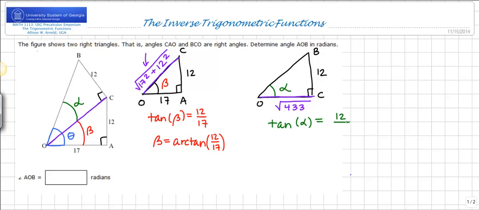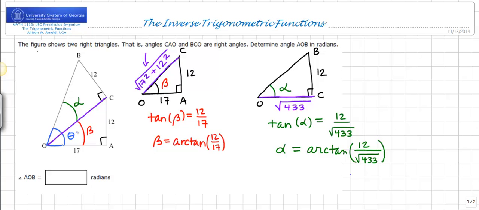is 12 divided by the square root of 433. Now where are we going with this? Well, alpha is also an angle that's acute, so we can confidently say alpha is the arctangent of 12 divided by the square root of 433. And what does this have to do with the angle that we're trying to find?